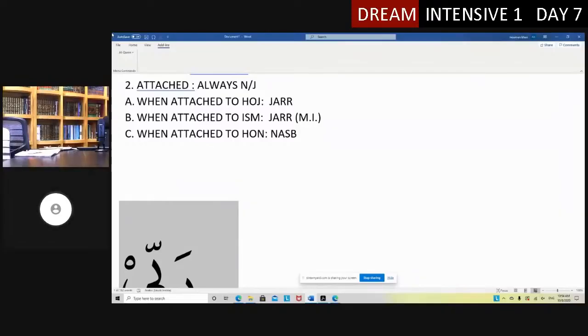So the 3 out of the 4 reasons for making a word light that we've discussed so far: the first one is, if an ism is mudaf, it will always be light. If an ism is partly flexible, it will always be light. And if an ism is being called, it will be light.